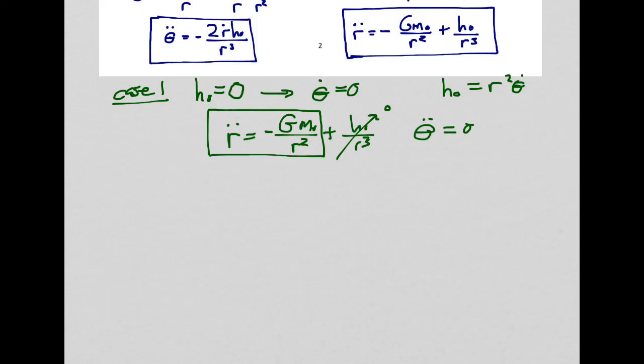So this is the same as just taking an object and dropping it from the small mass into the large mass. If you held a baseball up in the air and dropped it onto the ground, this is what we're getting.